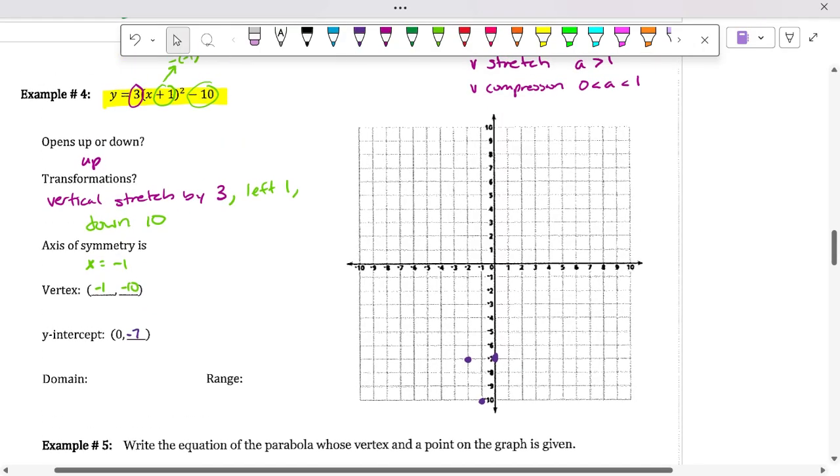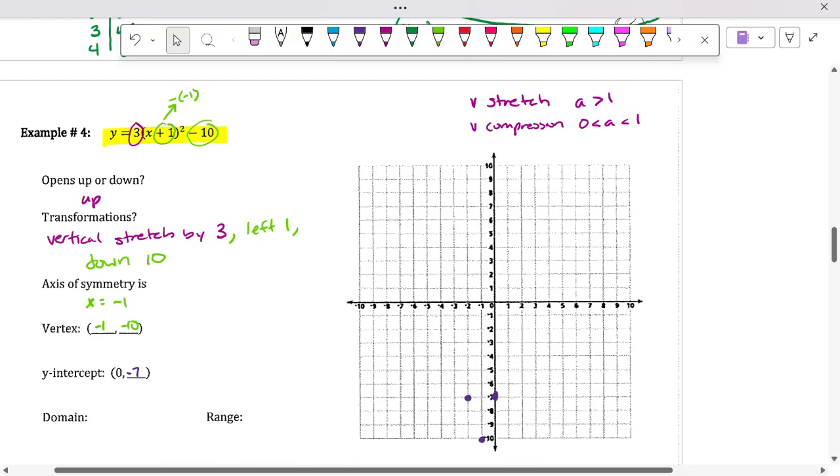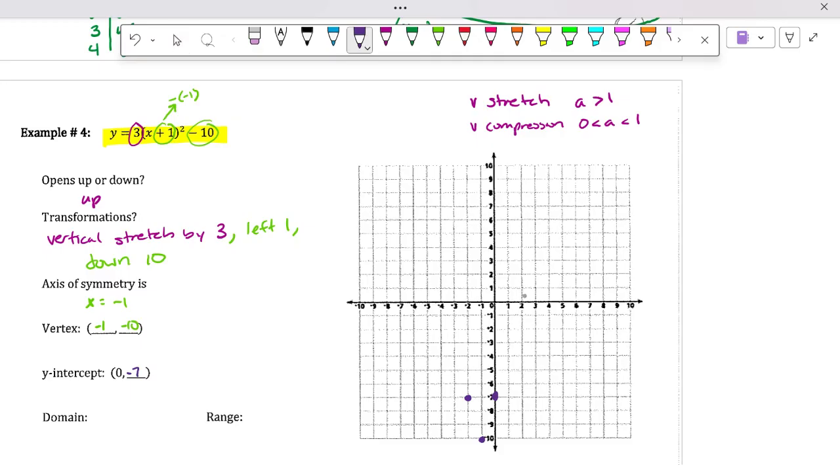All right, and let's find one more point. So let's plug in 1 for x. So what's 1 plus 1? 2. What's 2 squared? Times 3? 12. What's 12 minus 10? 2. So we would also have a point at 1, 2. So symmetry-wise, where would the other point be? -3, 2. So guys, we're using our axis of symmetry, which is right here. It's the same distance on each side of the axis of symmetry. So this would be like this. And again, as we can see, it did in fact get thinner.